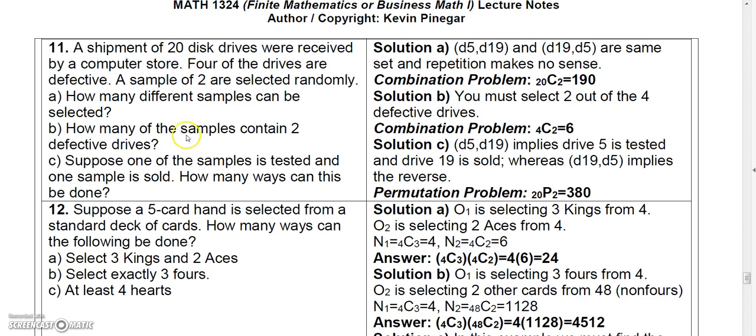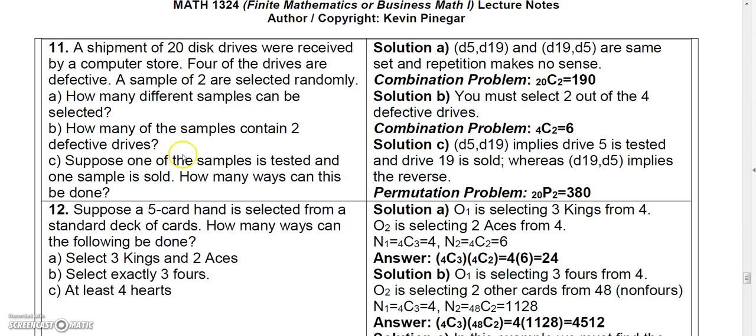Now B says how many of the samples contain 2 defective drives? Well, to get 2 defective drives, you can only get those if you choose from the 4 defective. So here you just say, out of the 4 defective drives, how many ways can I choose 2? And so 4 choose 2 would give you 6.